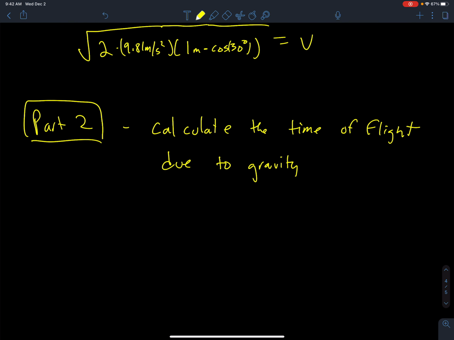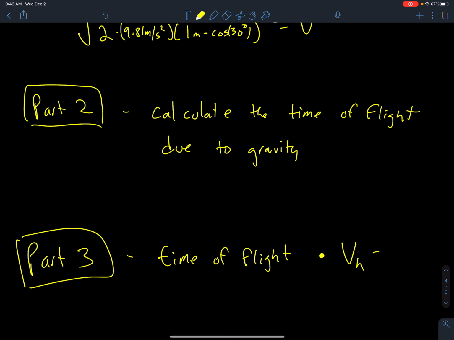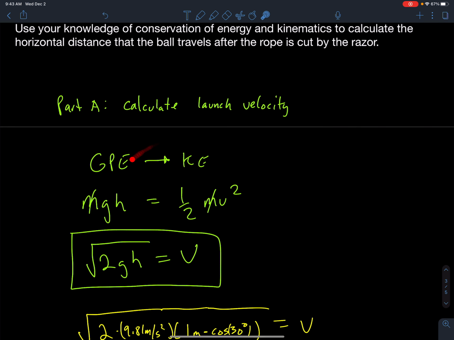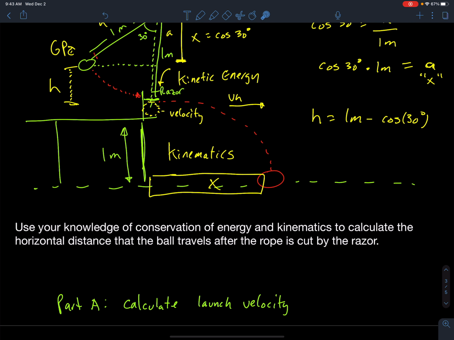So then part 3 will be time of flight multiplied by my horizontal velocity is going to equal my range. And that's a great problem that reminds you of how to do projectile motion problems, and then using conservation of energy to quickly calculate the velocity of an object as it swung down here.